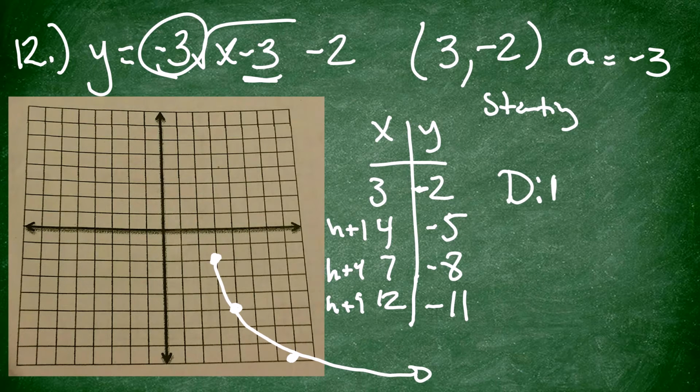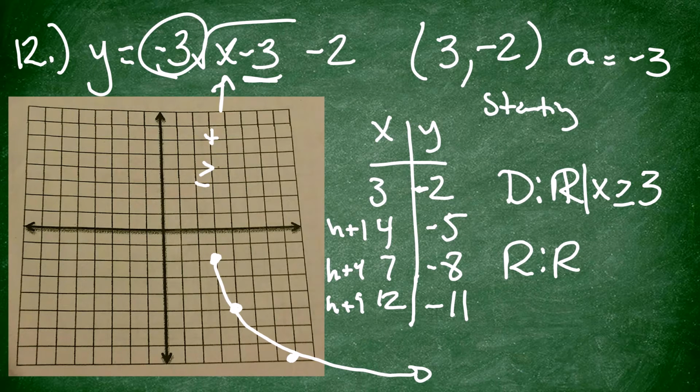Domain. Now we're back to a square root, so h matters. All right, domain is all the reals such that x is greater than or equal to h, which is 3. Now, because that's positive, that's a reason it's greater than or equal to. Range, all the reals. I can see it's going down, so I know it's less than or equal to. But another way to know is because it's negative. That's why I have y is less than or equal to. And this time it's going to be k, which is negative 2. And that's it for 12.